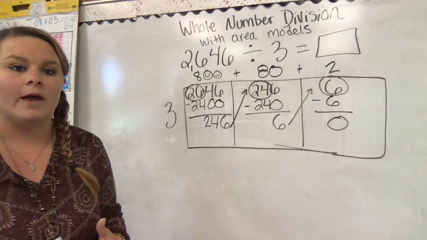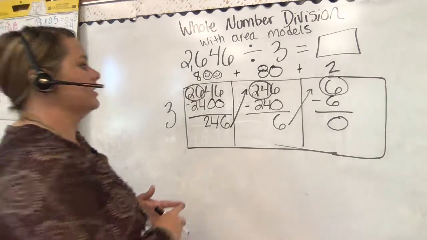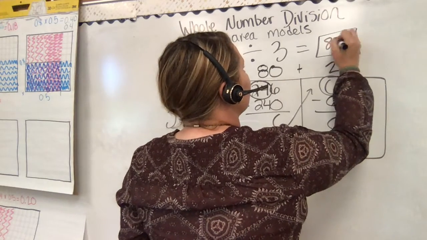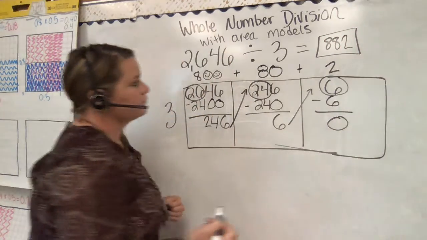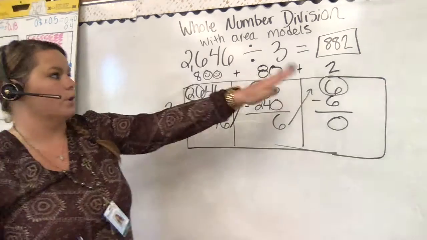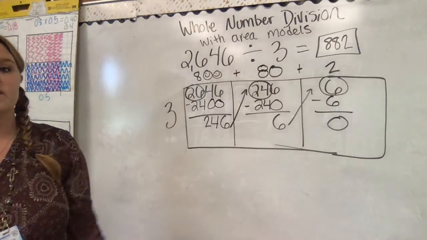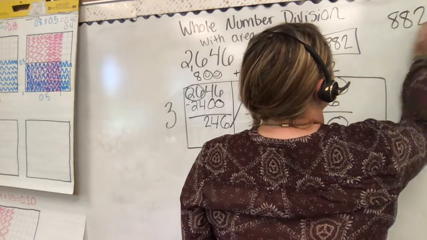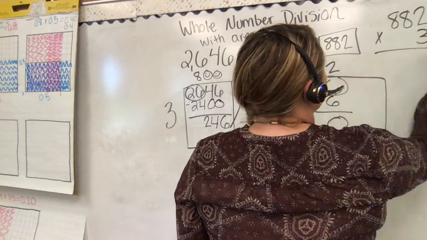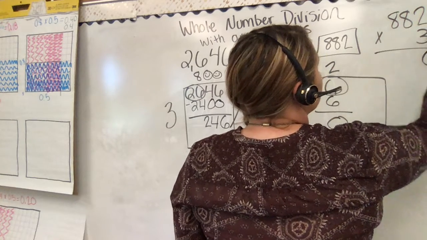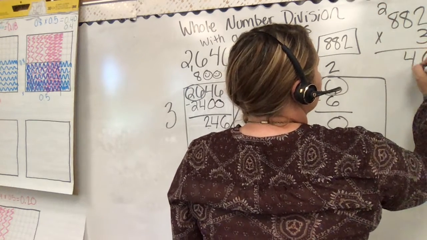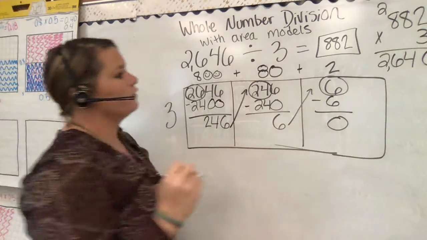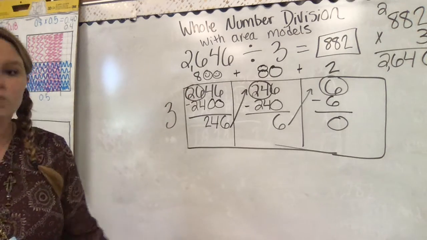Now we need to add up our partial quotients to get our final answer. 800 plus 80 plus 2 is going to give us a quotient of 882. Now we need to multiply this quotient by this divisor to hopefully get this dividend. So 882 times 3. Let's check and see. 3 times 2 is 6. 3 times 8 is 24. 3 times 8 is 24, plus 2 is 26, 2,646. And so our answer was correct.